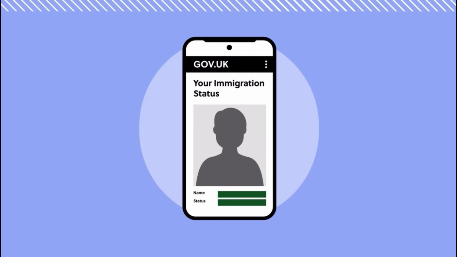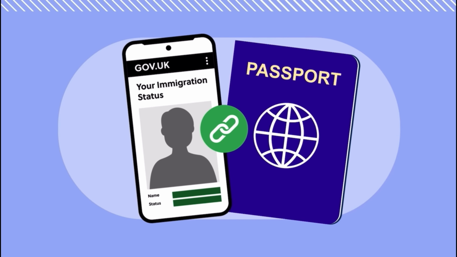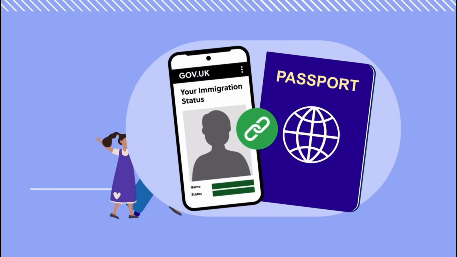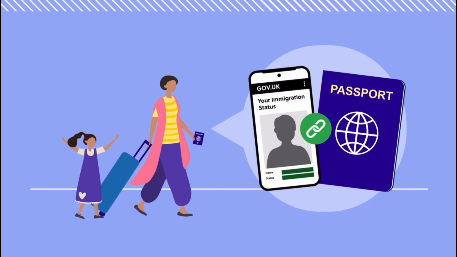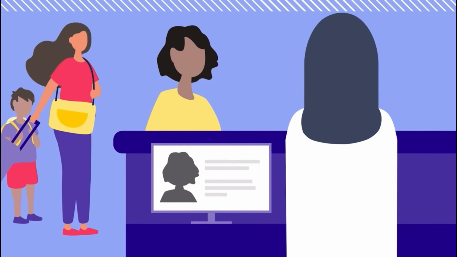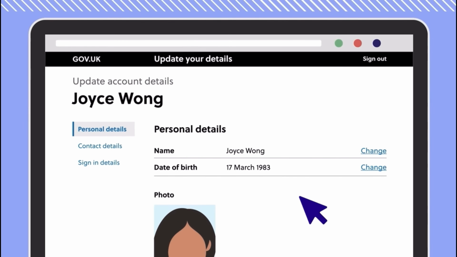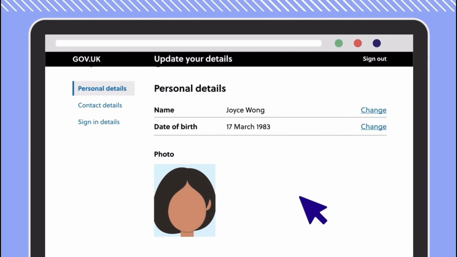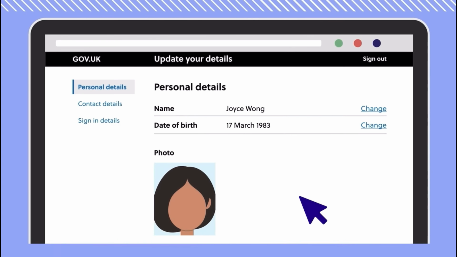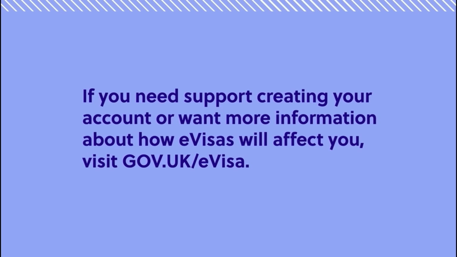And finally, when your account is created, your eVisa will be linked to the identity document you used to create your account. If you are planning to travel outside the UK, you must check your current travel document is linked to your eVisa before you travel. This will ensure you have the smoothest journey when boarding to return to the UK. You can do this by using the Update Your UK Visas and Immigration Account Details service, which you can find on gov.uk. If you need support creating your account, or want more information about how eVisas will affect you, visit gov.uk/eVisa.